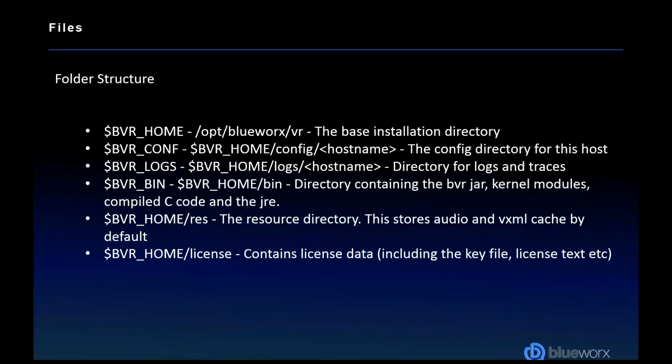The bin directory is where the JRE is stored and all of the code. So there's the main BBR jar, which contains most of the implementation. That includes all of the MRCP, the SIP, and everything to do with the config. But we do have some C code. As mentioned before, the DTNA, which is the streaming module, is a kernel module, and the license code is in C, as is the DTMF grammar compiler.